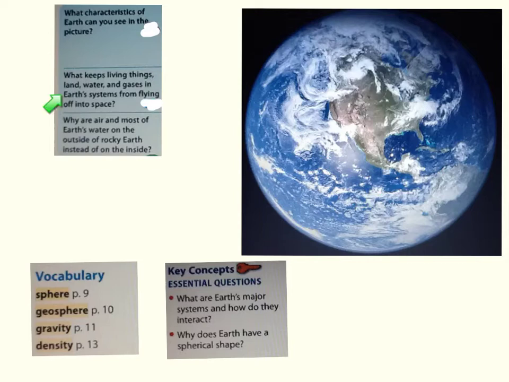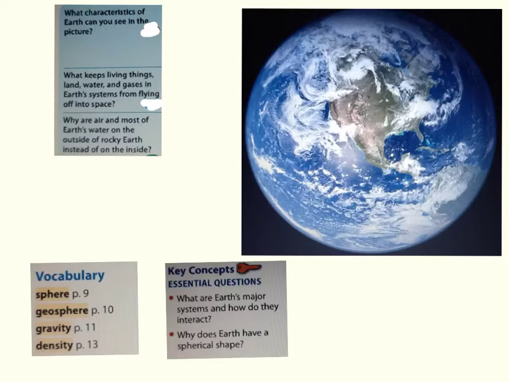Okay, the second question I want you to do is this one. What keeps living things, land, water, and gases in Earth's systems from flying off into space? The last one I want you to take a look at is this one, and I want you to write it down and answer it. Why are air and most of Earth's water on the outside of rocky Earth instead of on the inside? Those 3 questions I want you to write in your science journal using information that you already know, and I want you to answer all 3 of those questions, please.